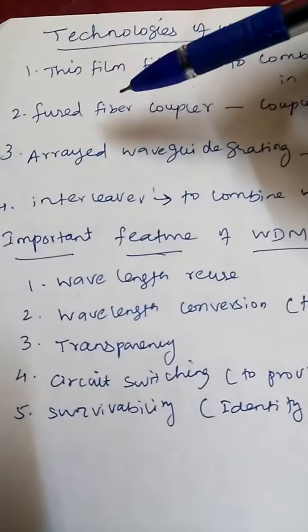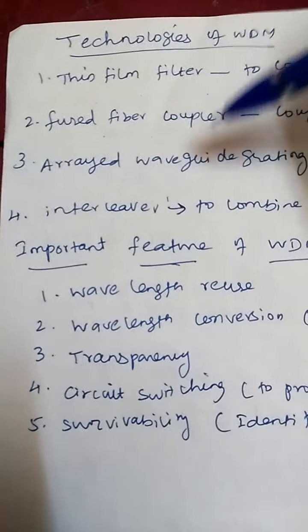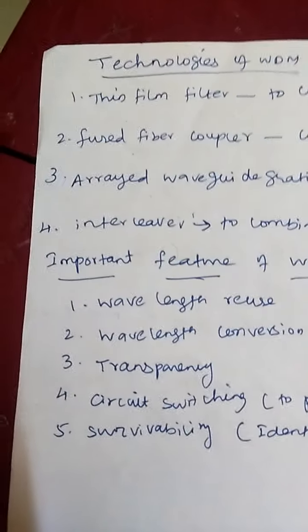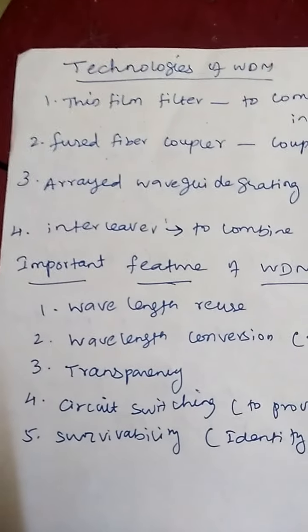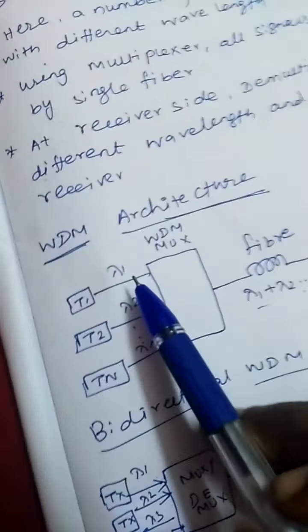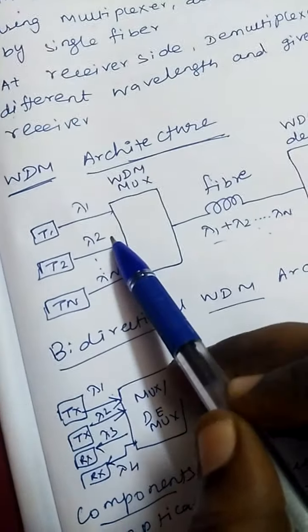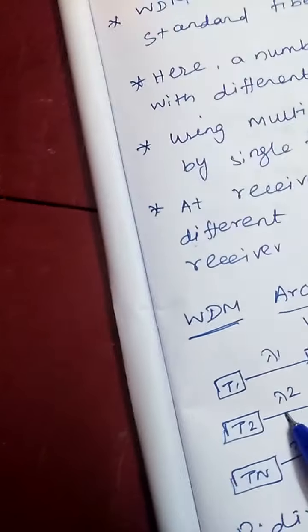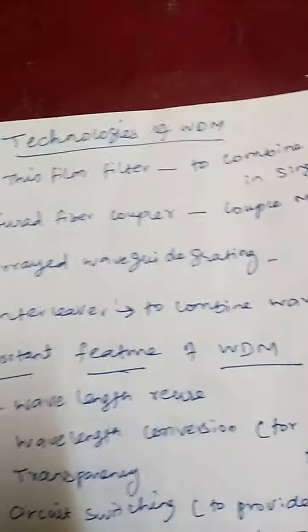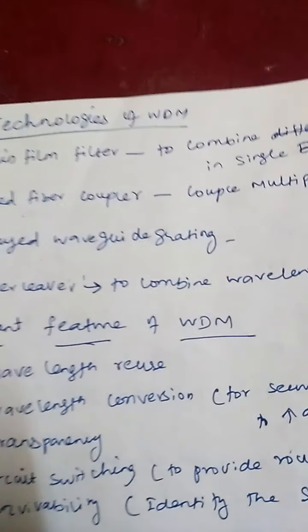Next one is the fused fiber coupler. The fused fiber coupler couples the multiple wavelengths, lambda 1, lambda 2, lambda n, by using fused fibers. Using this fused fiber coupler technique we can couple multiple wavelengths by using fused fibers.